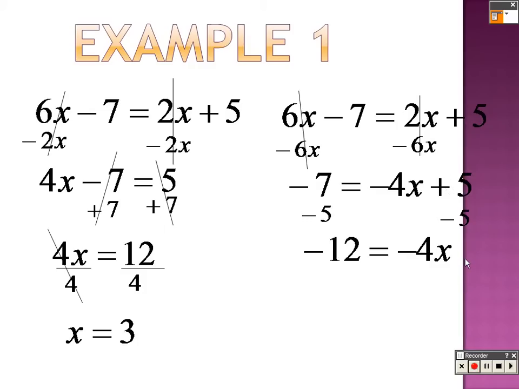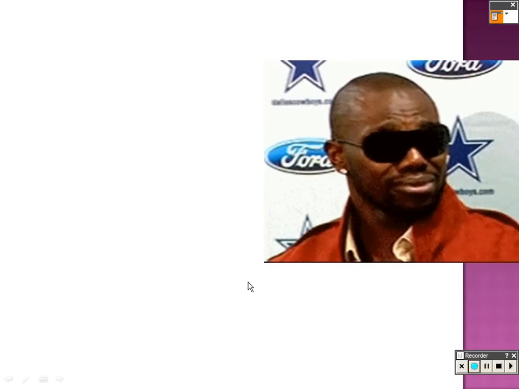The 5's cancel out, leaving me with negative 7 plus negative 5, which is negative 12, and negative 4x left over on this side. Because this is negative 4 times x, I'm going to divide by negative 4 on both sides. Negative 12 divided by negative 4 is 3. This is just to show you that either way you decide to start this problem, you're still going to get the same answer.